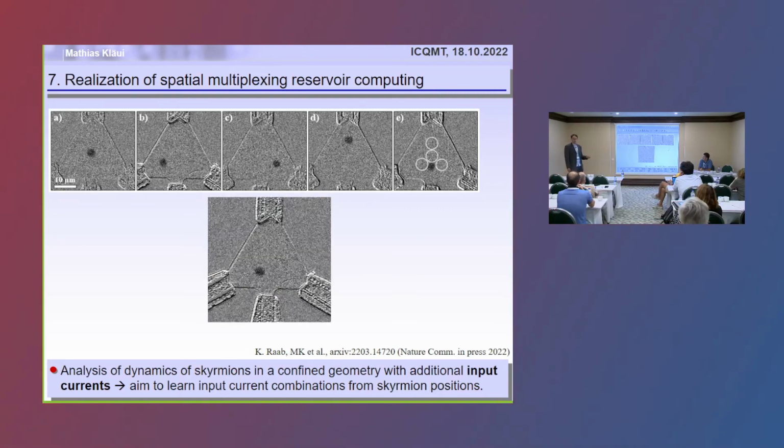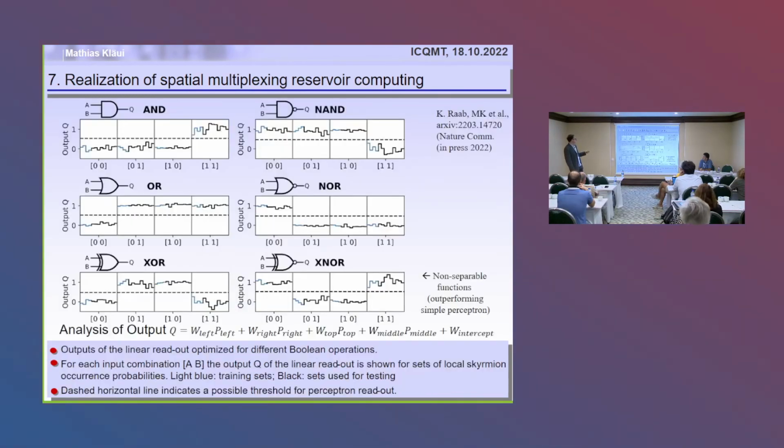And then as a first approach, we simply showed whether it can do Boolean logic. And we see, for instance, AND works very well, NAND works well, OR, NOR, XOR, and XNOR. And the interesting thing is that XNOR is actually a non-separable function, so that cannot be realized with a simple perceptron feed-forward network. So that's something that was very exciting because it allows us to actually outperform a simple perceptron just using a single skyrmion in our reservoir. If you're interested, the paper is coming out in a couple of weeks.